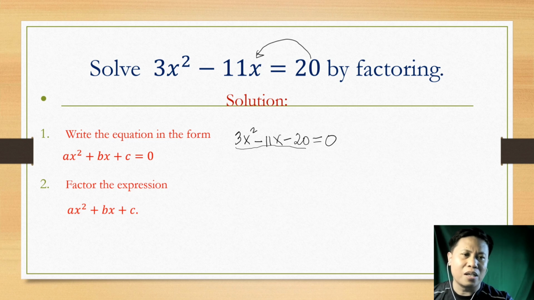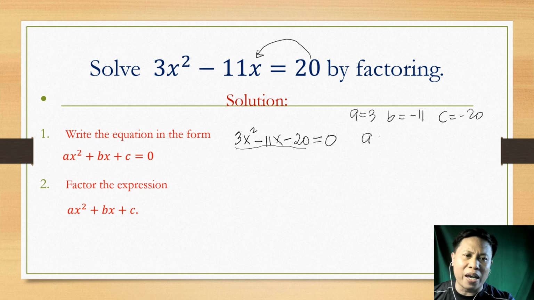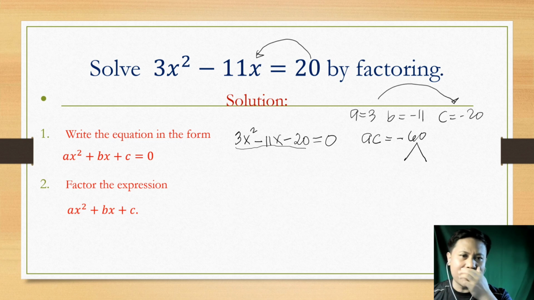quadratic expression. To factor this one, we have to identify the value of a, which is positive 3, b, negative 11, and c is negative 20. We have to get the product of a and c. So, 3 times negative 20 is negative 60. Then we get the factors of negative 60 such that the sum of the two numbers is equal to the value of b, which is negative 11.